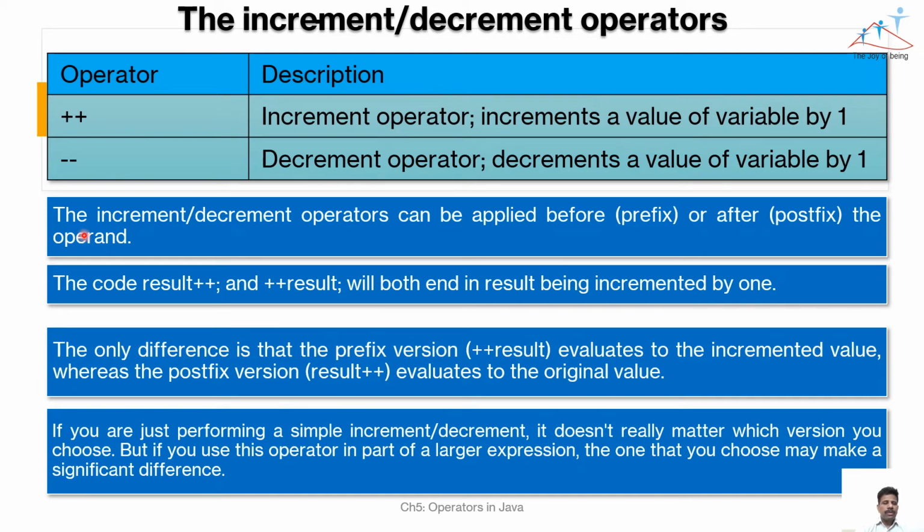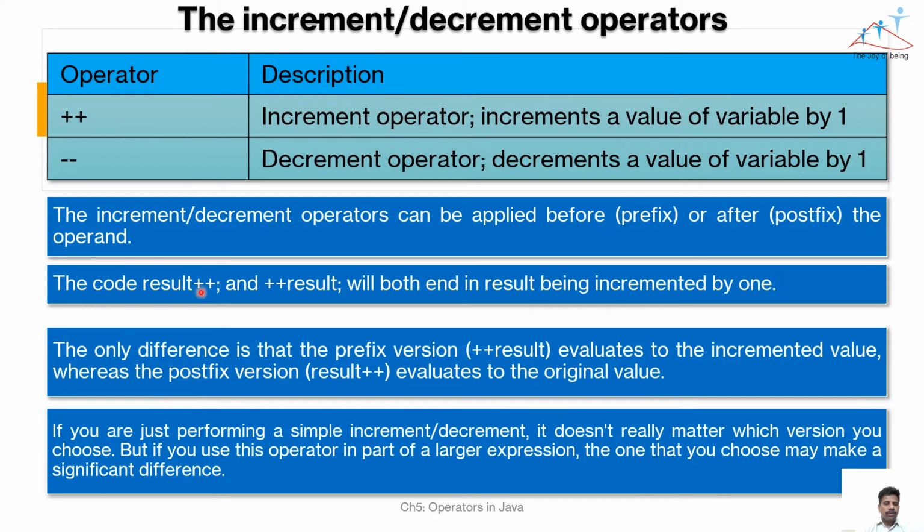Here, the increment or decrement operators can be applied before, that is prefix, or after, that is postfix, the operand. Since it is a unary operator which will be used on only one operand, it can be placed before the operand, like plus plus n, or after the operand, that is n plus plus. If it is used before the operand, that is called the prefix increment operator. If it is used after the operand, that is n plus plus, that is the postfix increment operator.